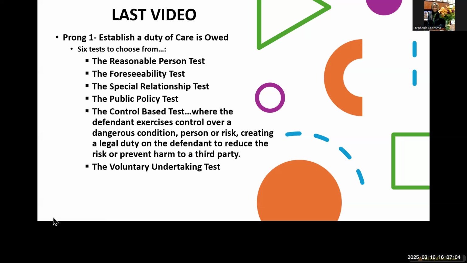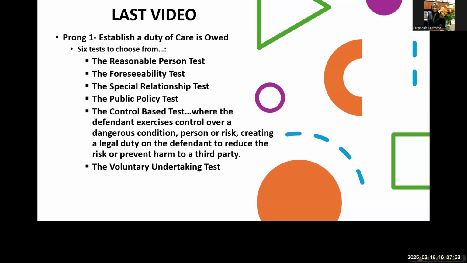If you remember video 2, we were introduced to 6 different tests that we can use to help answer that question. If you're not sure about those tests, I encourage you to go back and review video 2. But there's 6 tests that we use to determine whether or not the defendant owes the plaintiff a duty of care. I want to be clear. You have 6 tests to choose from. You don't use all 6. You just need one. And if from the one that you choose, it is determined that a duty of care is owed to the plaintiff by the defendant, you're going to do what? You're going to proceed to prong 2.